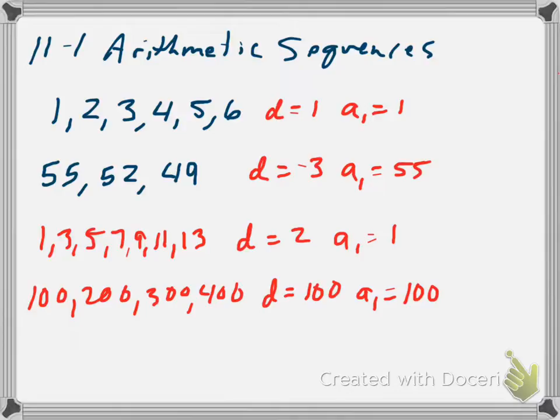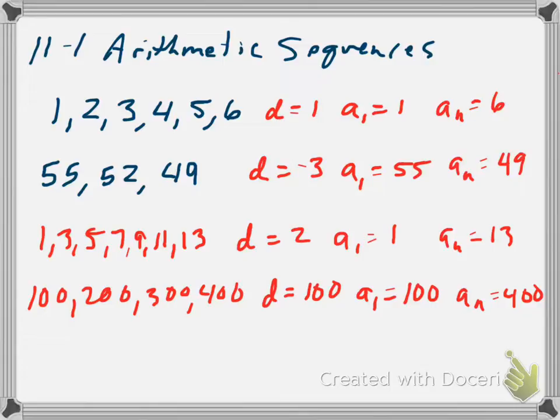The next variable is a sub n, with a little n subscript after it. A sub n is usually considered the last term that we care about. In this case, it's the last term, the nth term. So the last term that we care about in the first sequence is 6. In the second sequence, the last one we care about is 49. Third sequence, the last one we care about is 13. And in the fourth sequence, it is 400.